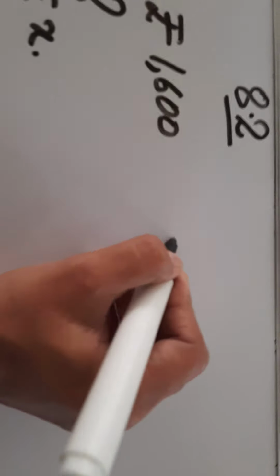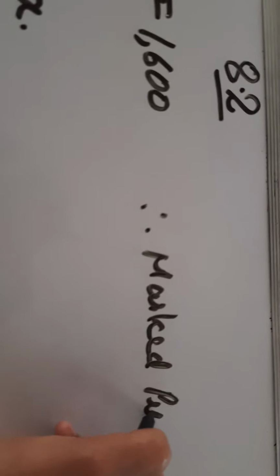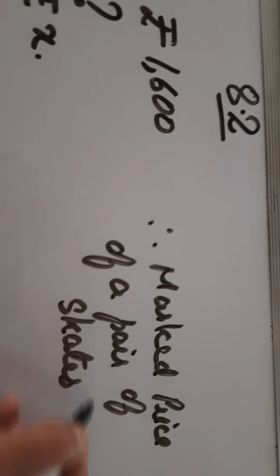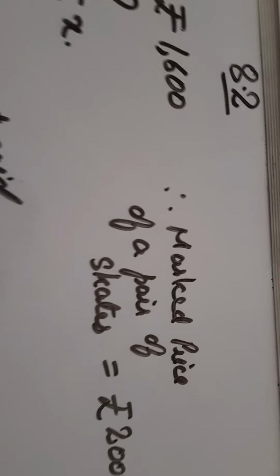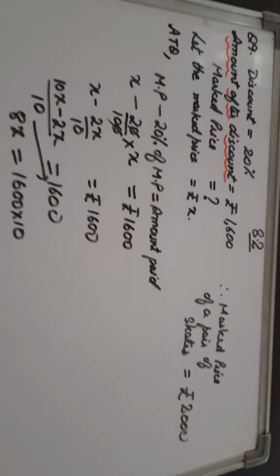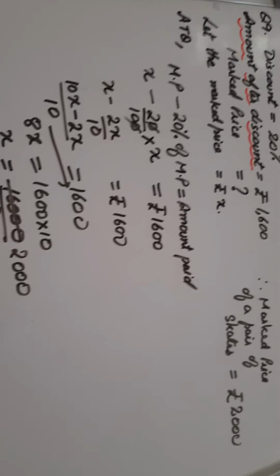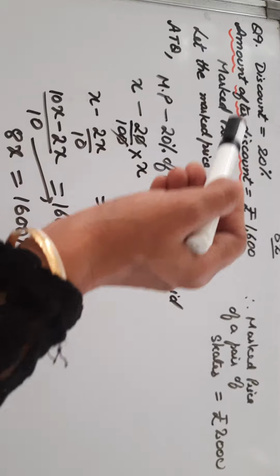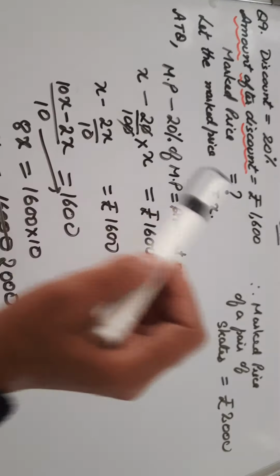So we'll write the answer. Therefore, marked price of a pair of skates is equal to rupees 2,000. So I hope the question is clear to you. Let us brief the question, dear students. In the question, they are talking about the discount offered to Arun on the pair of skates. So after getting this discount, Arun paid rupees 1,600. After getting the discount, we need to find out the marked price.